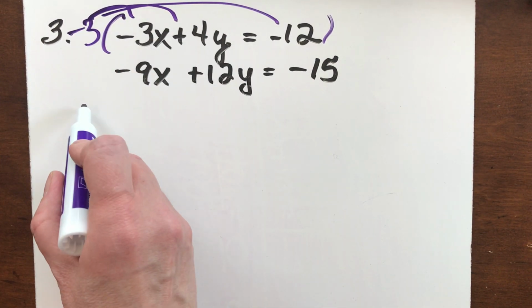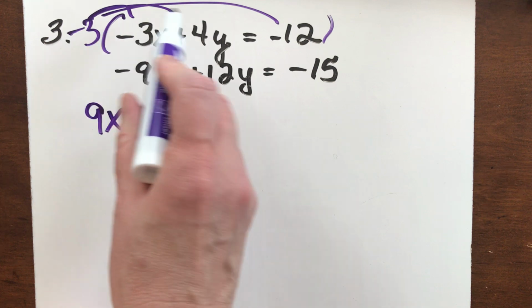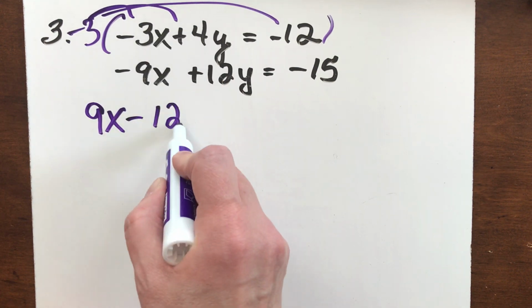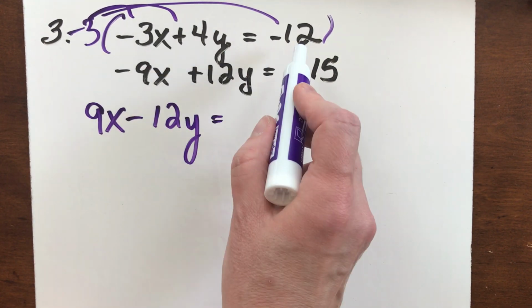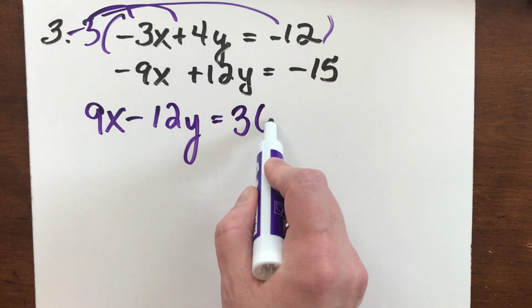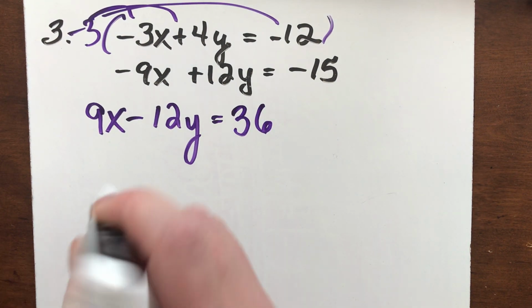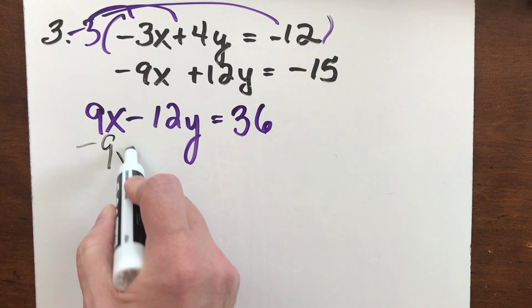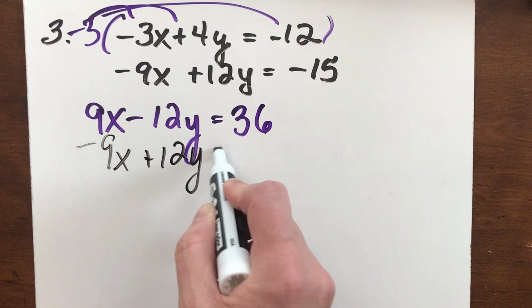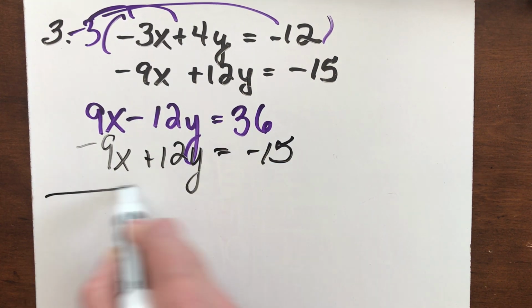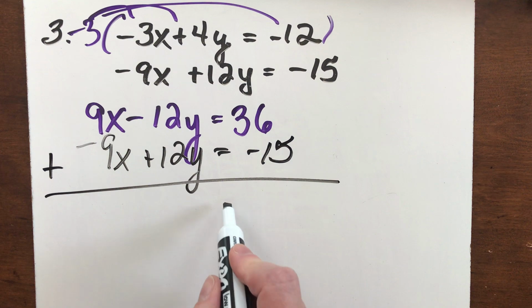Negative 3 times negative 3x is going to be 9x. Negative 3 times positive 4y is negative 12y. And negative 3 times negative 12 is going to be positive 36. Then I bring down the one that I didn't touch, the negative 9x plus 12y equals negative 15. And then I'm good to go.